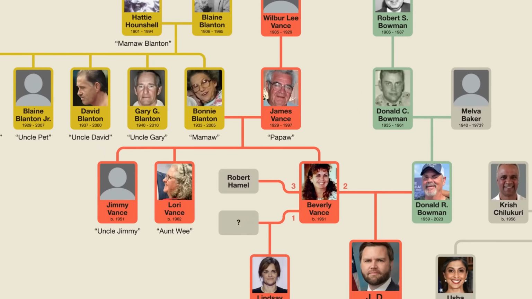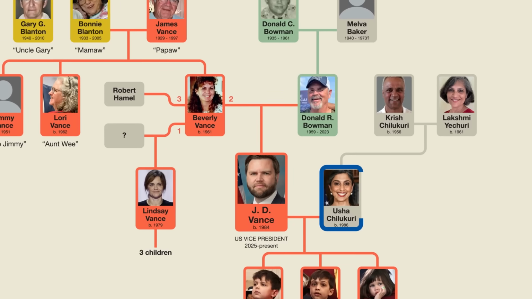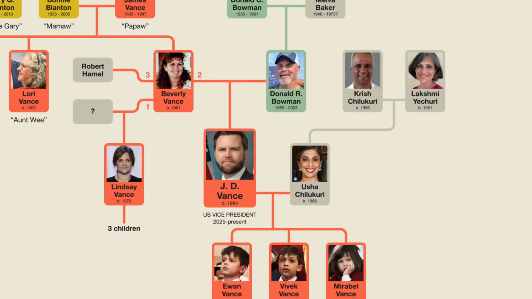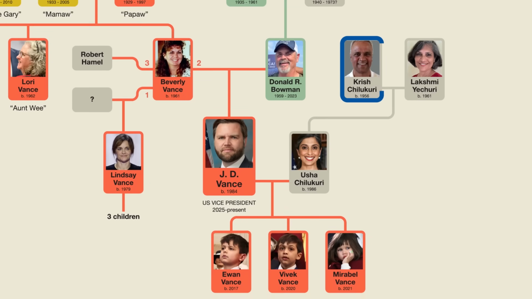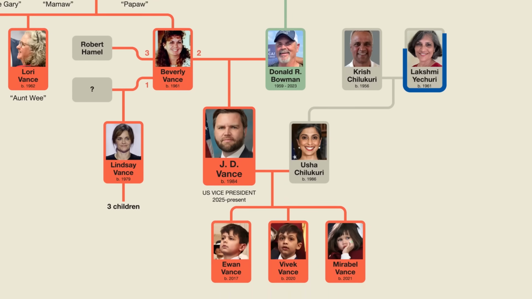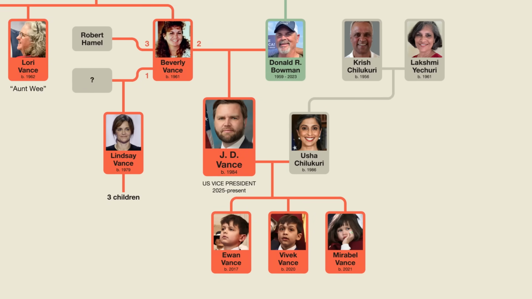While at Yale, JD met Usha Chilukuri from California, the daughter of Indian immigrants. Her father, Krishna, taught engineering, and her mother, Lakshmi, taught molecular biology, both at the university level. Usha herself went on to become a lawyer, serving as a clerk for both Brett Kavanaugh and John Roberts. Together, JD and Usha have 3 children, aged 7, 5, and 3.